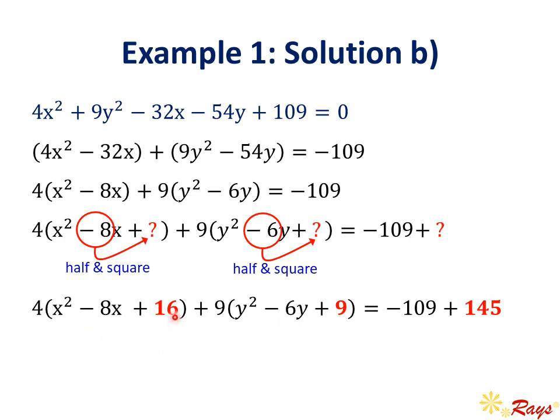But be careful, because it's not just simply 16 plus 9, but it will be 16 times 4 plus 9 times 9. So it will add up to 145. We factorize this, we'll get a complete square, which is x minus 4 to the power of 2. And this, when we factorize it, we get y minus 3 to the power of 2. Don't forget the coefficient, the factor.